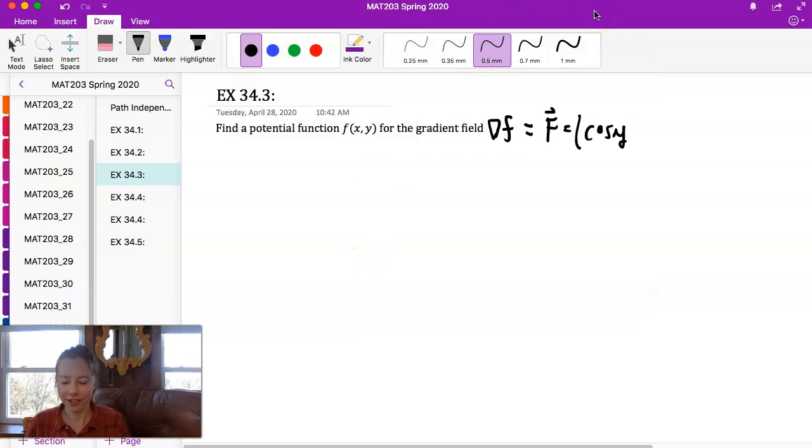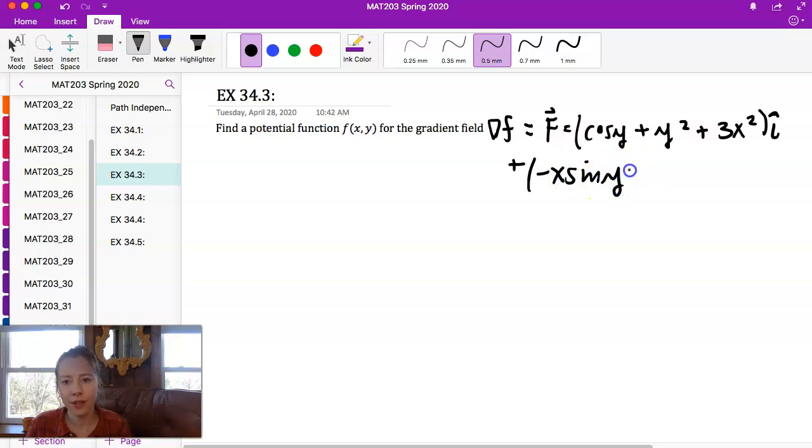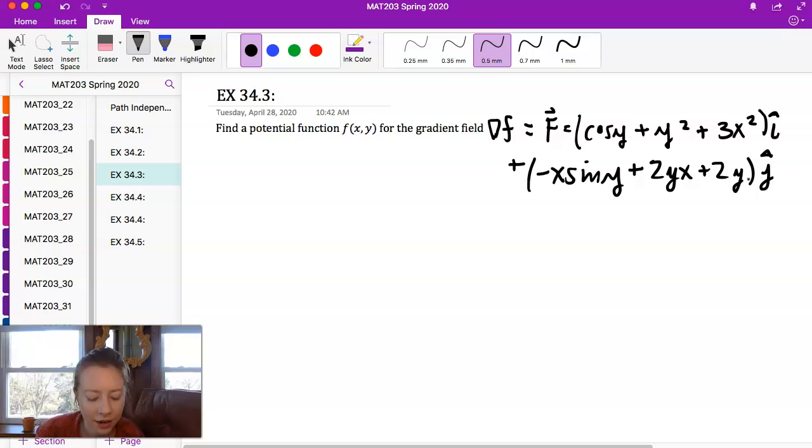Sorry about that. Cosine y plus y squared plus 3x squared i hat plus minus x sine y plus 2yx plus 2y j hat. Bringing out the big guns on this one. So this one is a little more complicated.